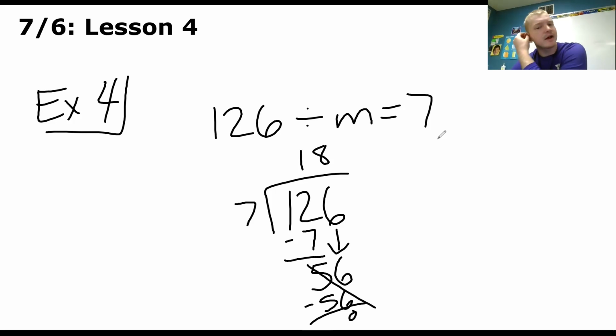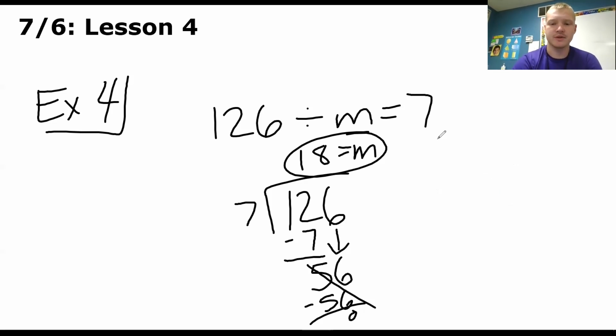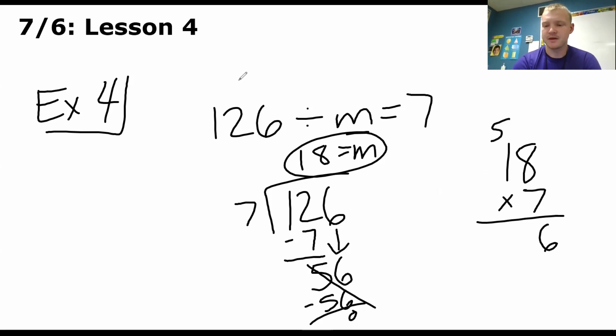Now let's check to make sure I got that right. So I'm going to take 126 divided by 18, which is what I got for m. So 18 goes into 12, it doesn't. So 18 going into 126, let's do this a different way because that's going to be a little bit harder. Another way you could do this one is you could multiply 18 times 7. So 8 times 7, 56. 7 times 1 is 7, plus 5 is 12. So 126. That matches that number right there.